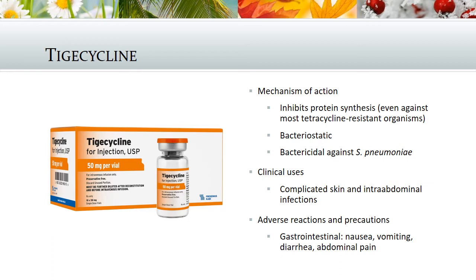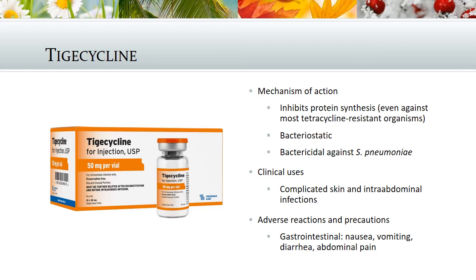It's good against most gram-positive bacteria, including Streptococcus pneumoniae, Enterococcus, including vancomycin-resistant strains, Staphylococci, MSSA, and MRSA. Tigecycline also has been shown to be active against most gram-negative bacteria, including H. influenzae, M. catarrhalis, and most members of the Enterobacter family. It inhibits protein synthesis even against most tetracycline-resistant organisms. It's bacteriostatic and bactericidal against Streptococcus pneumoniae.